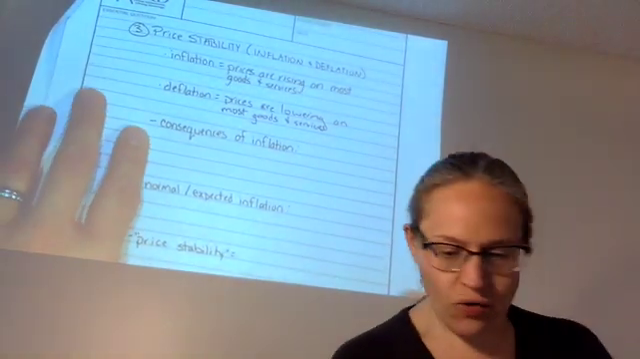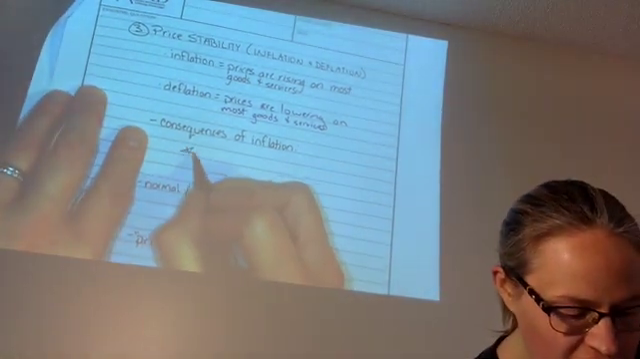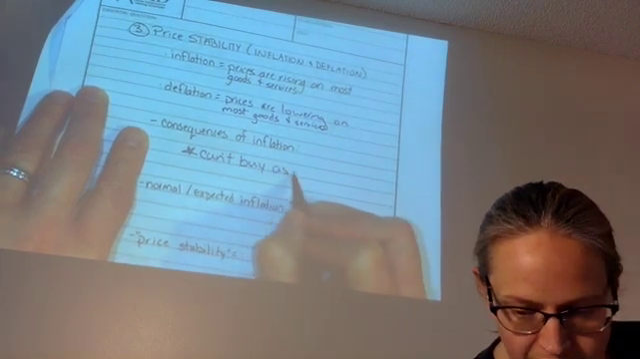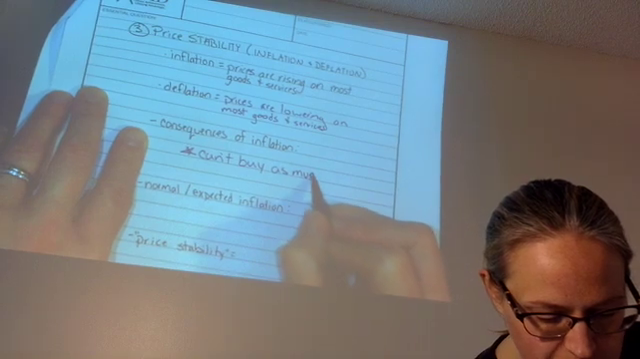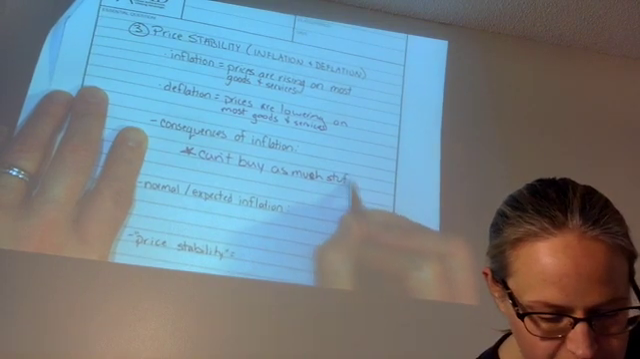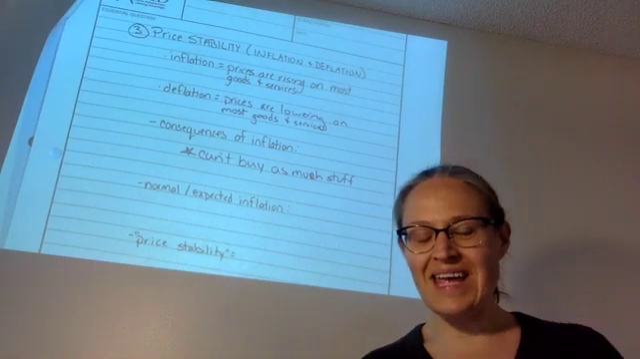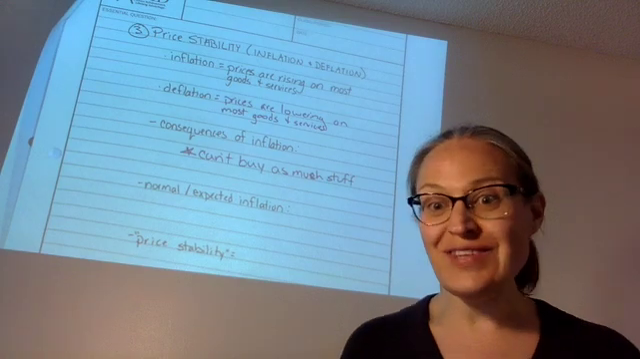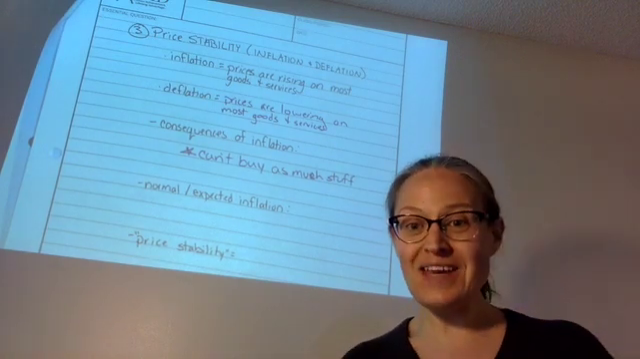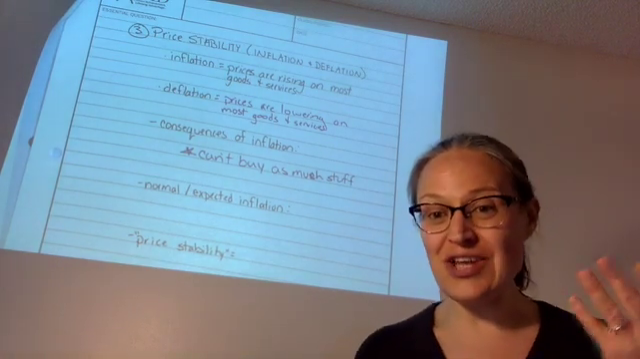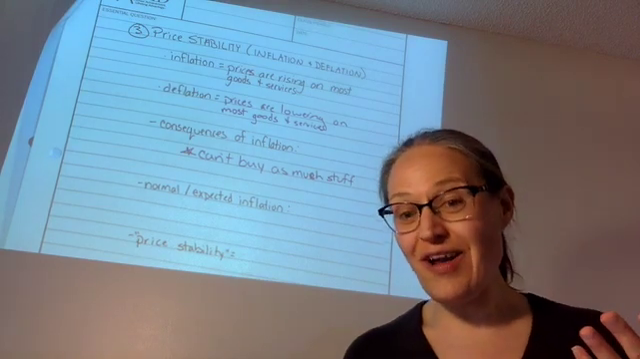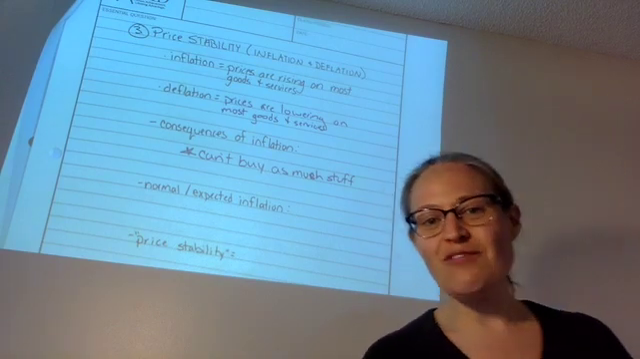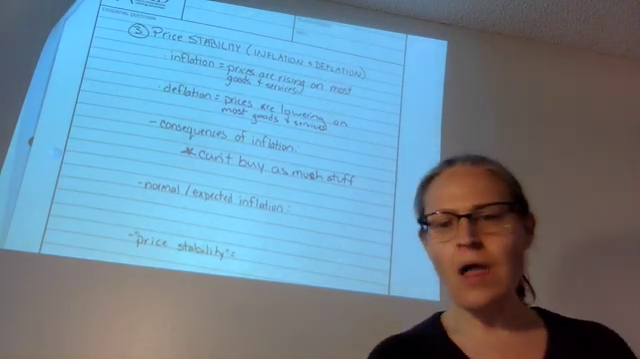All right, consequences of inflation, like we just mentioned: you can't buy as much stuff. It means that if a year ago you had $100, you could buy like 50 $2 candy bars. Well, if those candy bars turned into $3 each, you can't buy 50 of them anymore with $100. You can only buy what? 33 and a third. So you can't buy as much stuff when there is inflation.